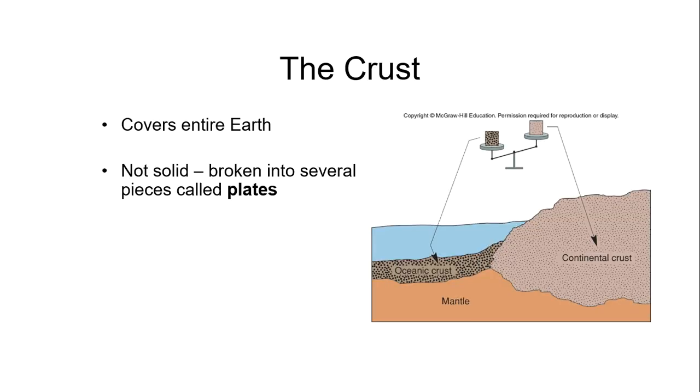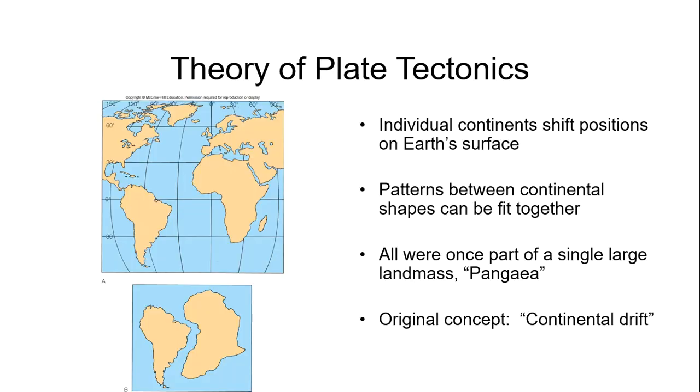One point about the crust that is quite important is that not only does it cover the entire surface of the Earth, but it's also not a solid layer. The crust is actually broken into several individual pieces that we call plates. Now, the theory of plate tectonics, which we have heard about since we were all in grade school, is that these plates that make up the Earth's crust don't stay in place. Rather, they shift positions across the Earth's surface over time.